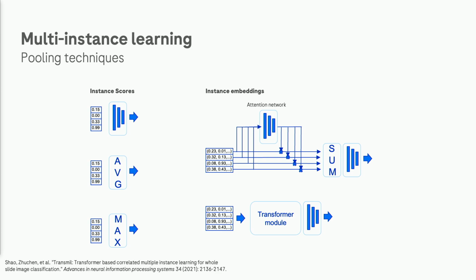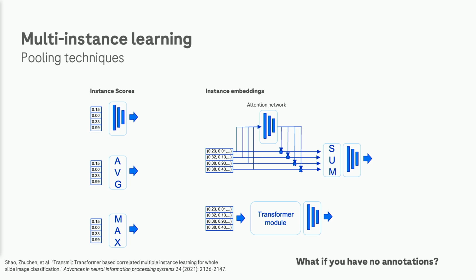Anyway, nowadays, most people, instead of scores, do the pooling at the embedding level. And then there you can do much more. So in most of the approaches, you use some kind of attention mechanism that decides which embeddings from which tiles are going to go forward in this weighted sum in the end, because that's what it is.